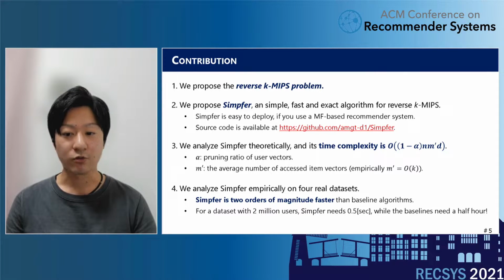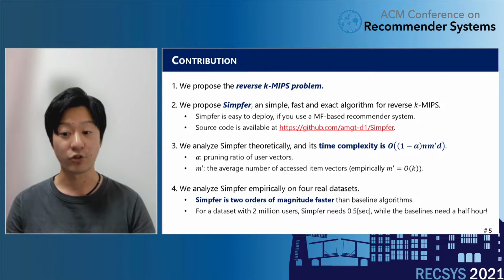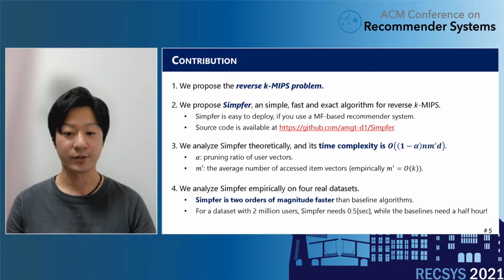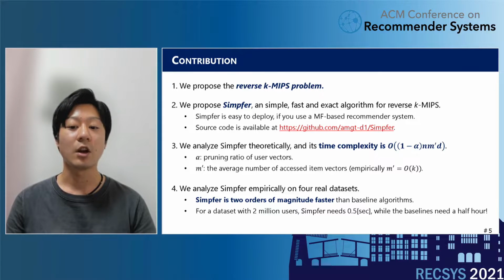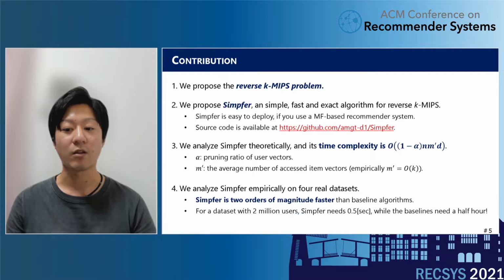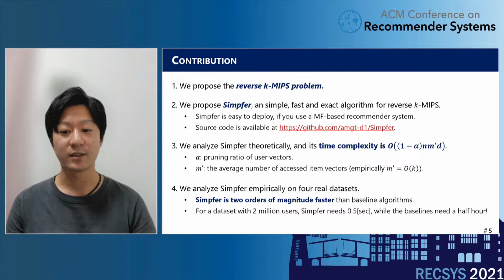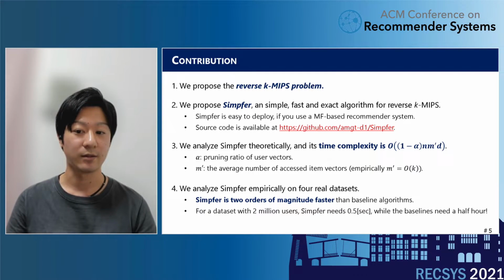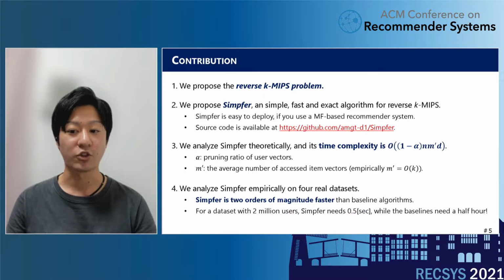I here summarize our contributions. We propose the reverse K-MIPS problem, and as its solution, we propose SIMFRA. This is a fast and exact algorithm. Actually, SIMFRA is easy to deploy if you use an MF-based recommender system. The code of SIMFRA is open source. We show that SIMFRA is theoretically faster than the straightforward approach. Also, our experimental results show that SIMFRA functions well on real datasets. For instance, for a dataset with 2 million users, SIMFRA needs only 0.5 seconds, while the straightforward approach took half an hour.